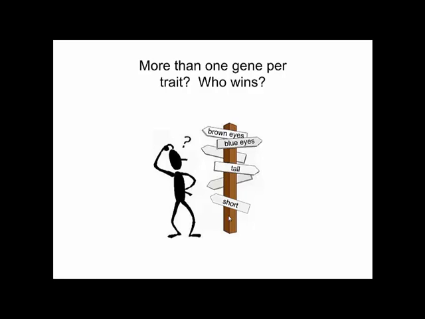So if there is more than one gene per trait, who wins? That gets into a whole next lesson that we're going to be learning about. Some things are dominant and some things are recessive. A dominant trait is always going to show up over a recessive trait when both genes are present. So if the dad has brown eyes and the mom has blue eyes, and he passes on a brown eye gene and the mom passes on a blue eye gene, the brown eye gene is going to be what's shown because brown eyes is dominant over blue eyes. We're going to get into more detail about that in our next set of notes.